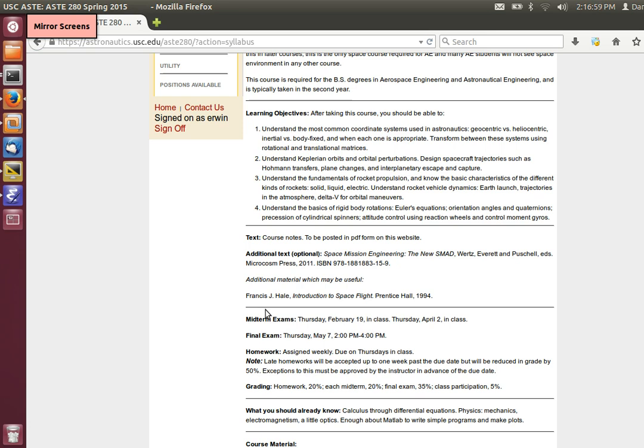We are going to have two midterm exams and a final exam, so it's pretty straightforward that way. There's going to be homework due every week, not this week, but starting a week from Thursday. Homework is 20% of your grade. The midterms are also 20%, so that makes 20, 20, 20, that makes 60. The final exam is 35, that makes 95. That leaves a class participation component, which is 5%.